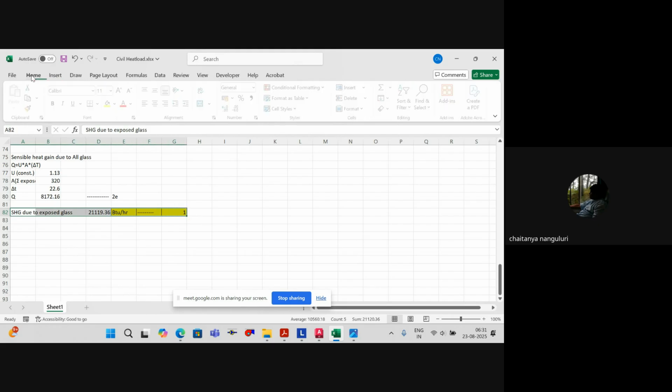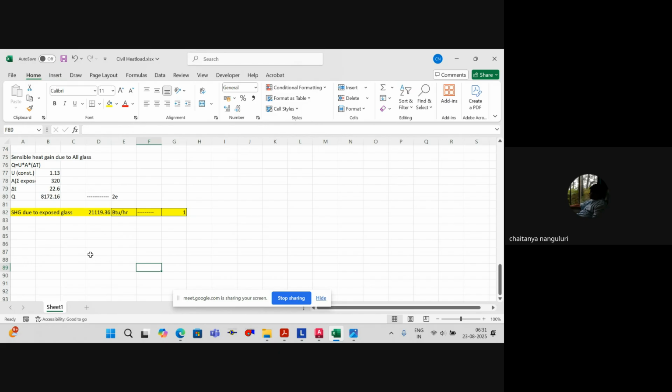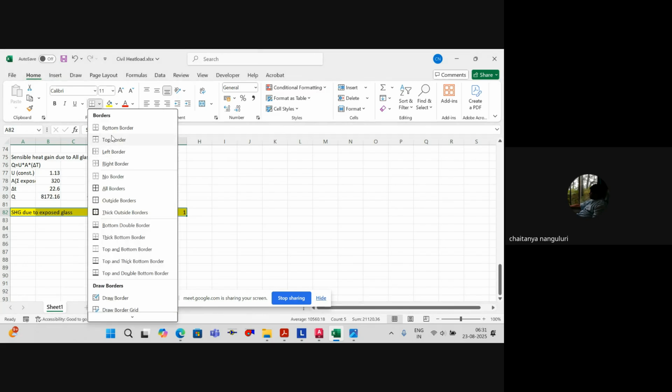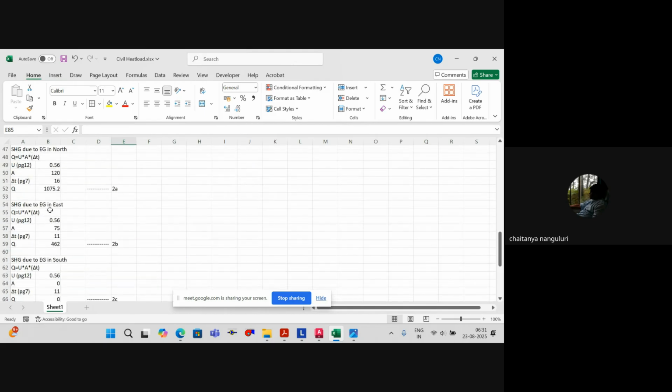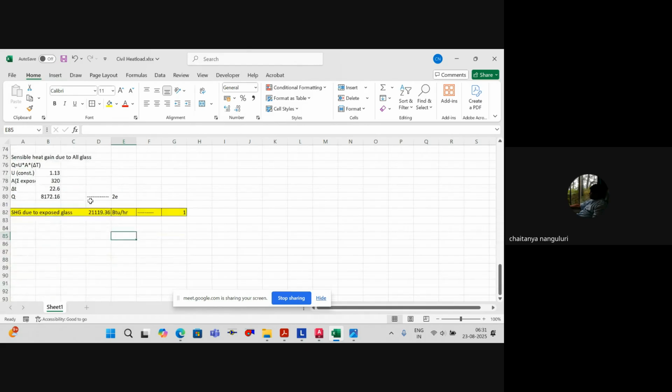Able to understand or not? So we got sensible heat gain due to exposed glass as well. Clear? So this is nothing but sensible heat gain due to exposed glass that we have got. That is equation 2.